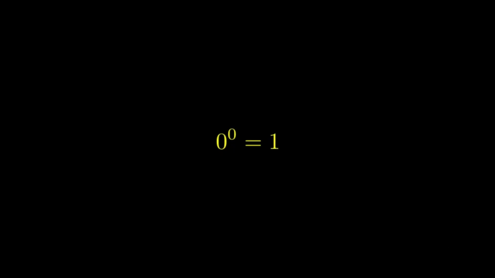This interpretation is just one of several reasons why mathematicians define 0 to the power of 0 as 1. It allows many mathematical patterns and formulas to work consistently without requiring special cases. Let's explore why mathematicians define 0 to the power of 0 as 1, a convention that might seem puzzling at first glance, but has solid mathematical reasoning behind it.